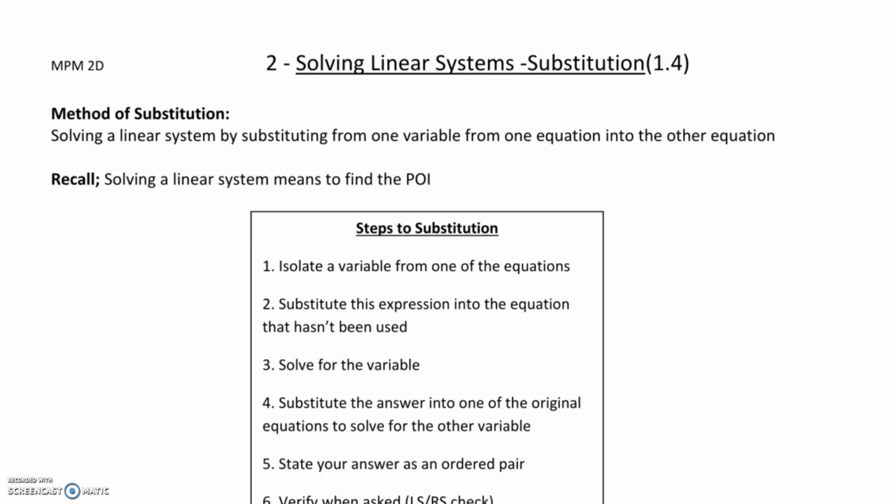This is lesson 2, solving a linear system by substitution. It's section 1.4 in your textbook. The method of substitution: we solve a linear system by substituting one variable from one equation into the other equation. Remember from our last lesson that solving a linear system means to find the POI. So this time we're going to do it algebraically and not using a graph.